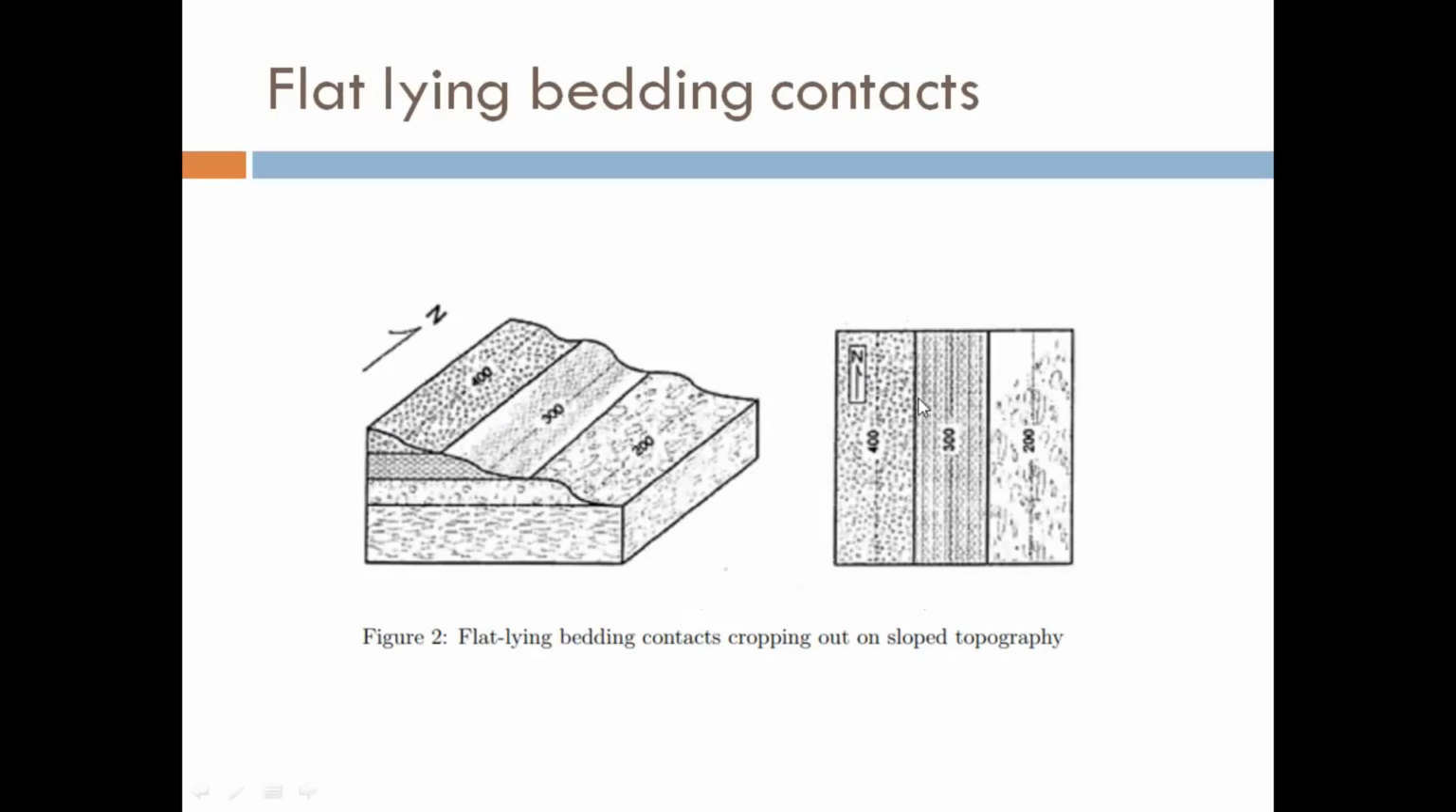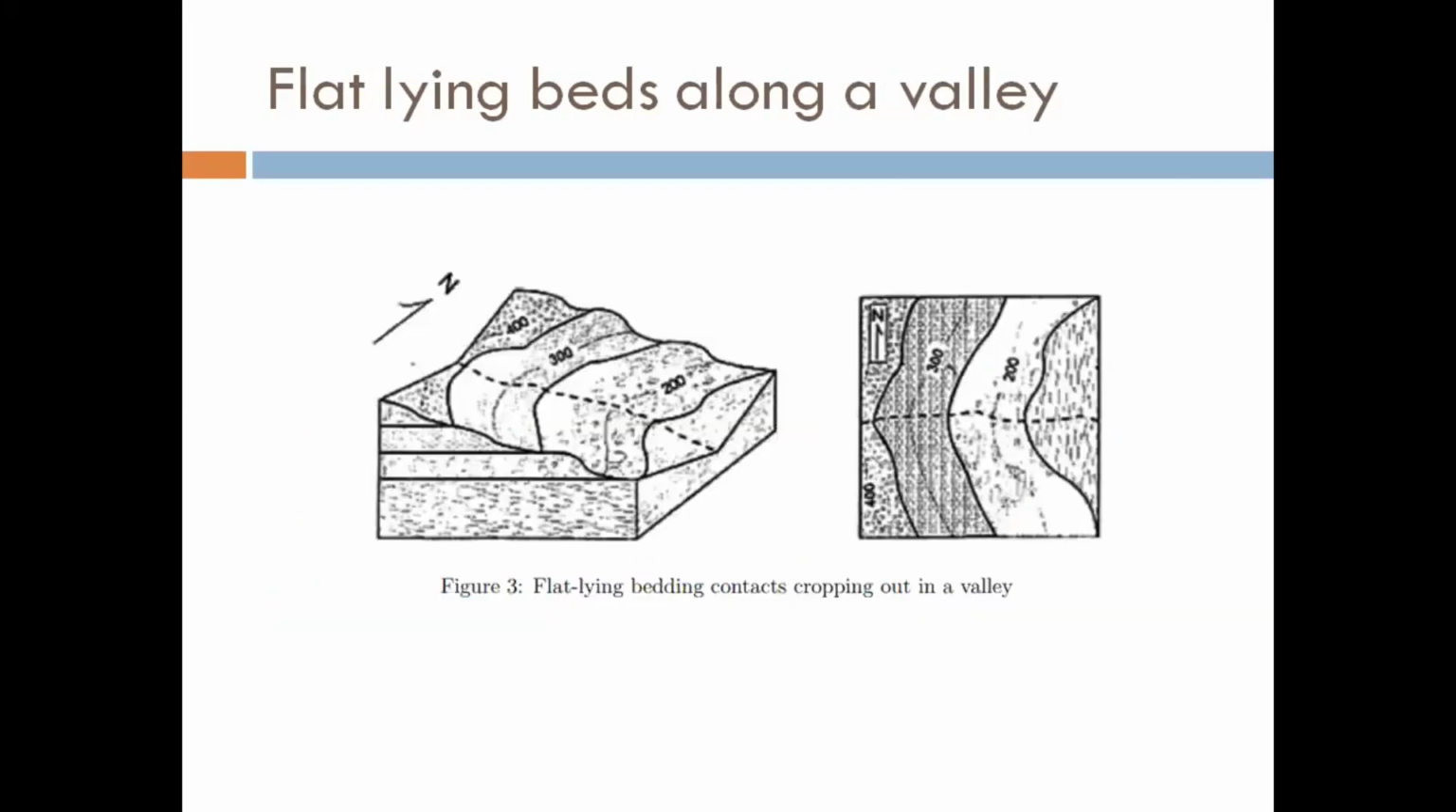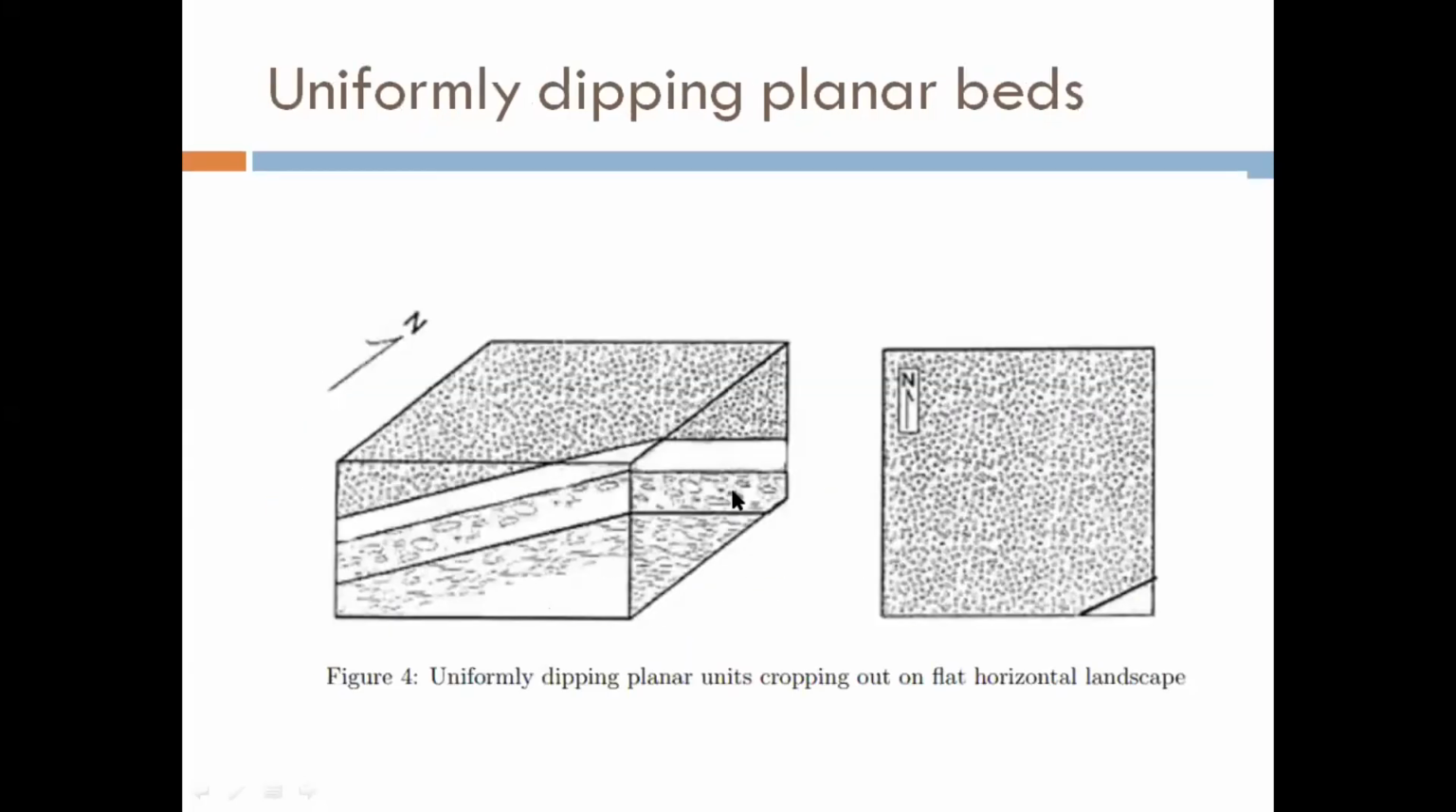The thick lines are the geological contacts, and the thin lines are the contour lines that show the elevation. Okay, and then we have some flat lying beds along a valley. You can see that the beds are actually horizontal. However, the map view shows you that the contours and the geological contacts have a small curvy shape, and they represent that the beds were horizontal initially.